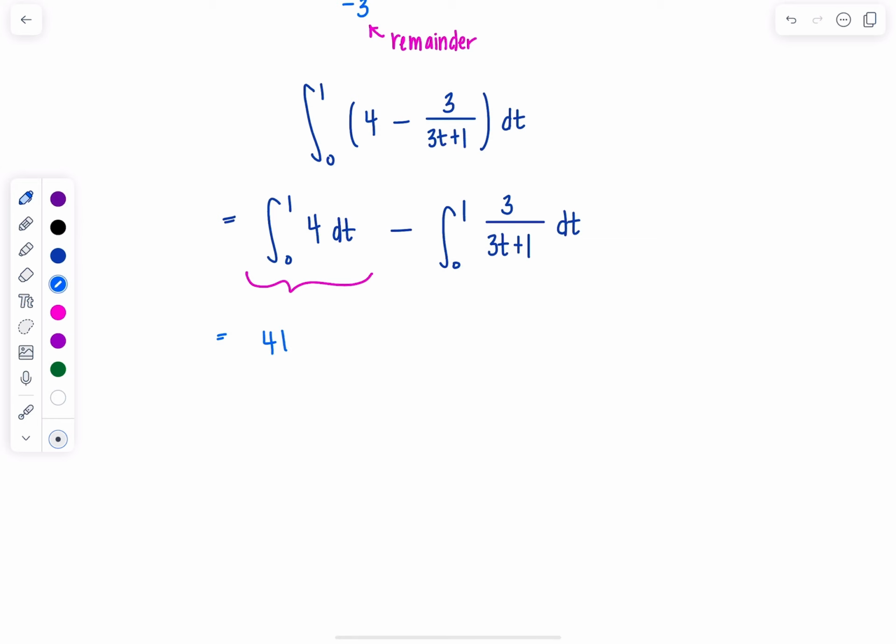So this guy you should have no problem integrating, right? Antiderivative of 4 is just 4t, and we're going to evaluate that from 0 to 1. Okay, leave that alone, minding its own business.